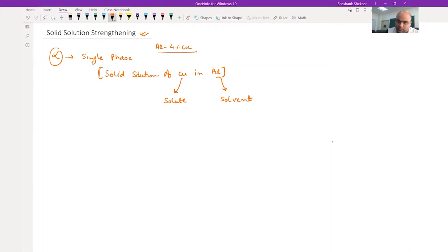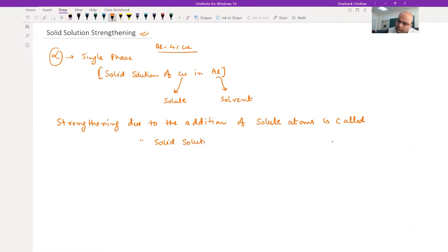So, strengthening due to the addition of solute atoms, right? This is called solid solution strengthening.